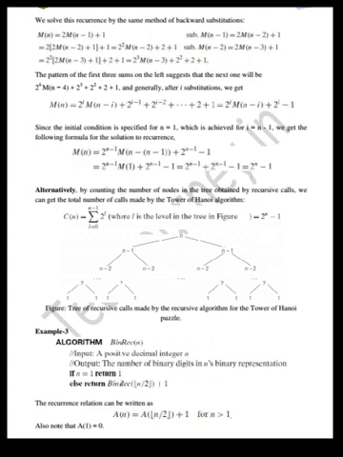Alternatively, by counting the number of nodes in the tree obtained by recursive calls, we can get the total number of calls made by the Tower of Hanoi algorithm. See the figure. And Example 3, binary of n algorithm.